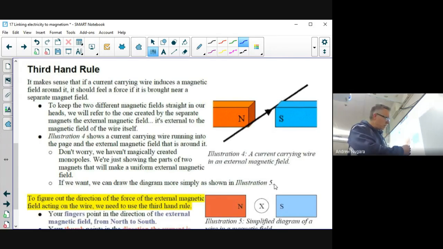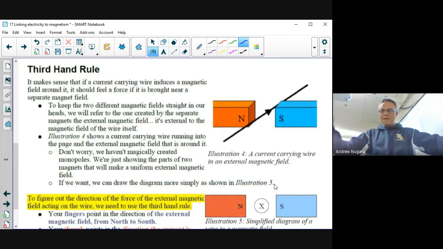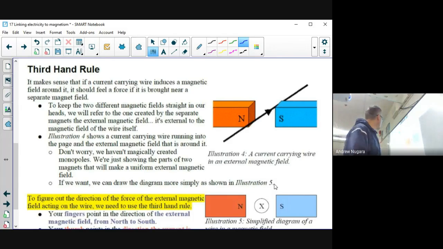Because if a charged particle going through a wire creates a magnetic field, if you put a magnet around it, obviously those two magnetic fields are going to interact and they're going to force that wire to move in a direction. So the third hand rule says that it makes sense if a current carrying wire induces a magnetic field around it, it should feel the same force if it is brought near a separate magnetic field.